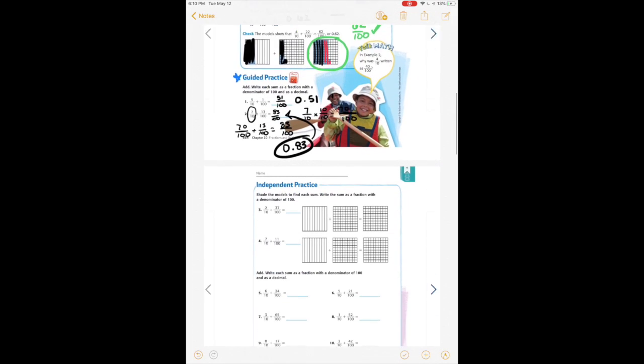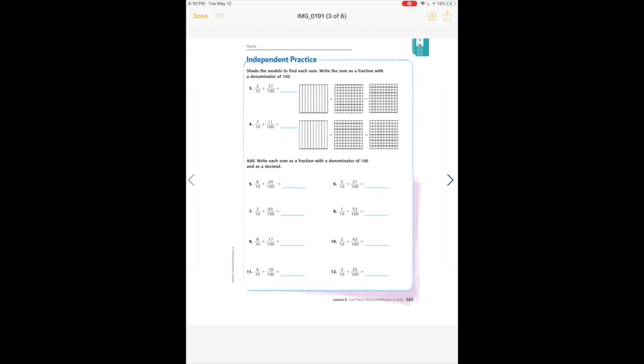All right, move on down to the independent practice, page 665 of your packet. Give this a shot. Check with the answer key on Canvas, and then do the homework for lesson 6. And the answer key to lesson 6 homework will be posted on Canvas for tomorrow.